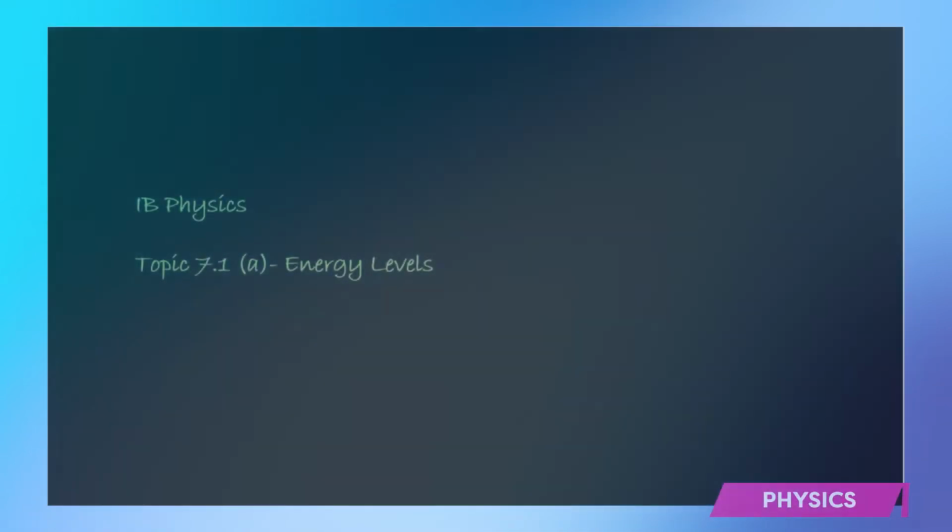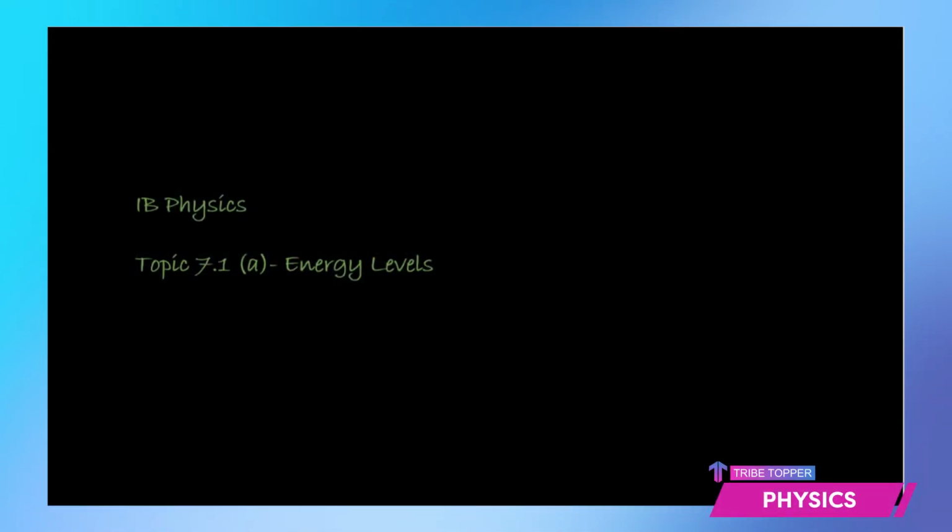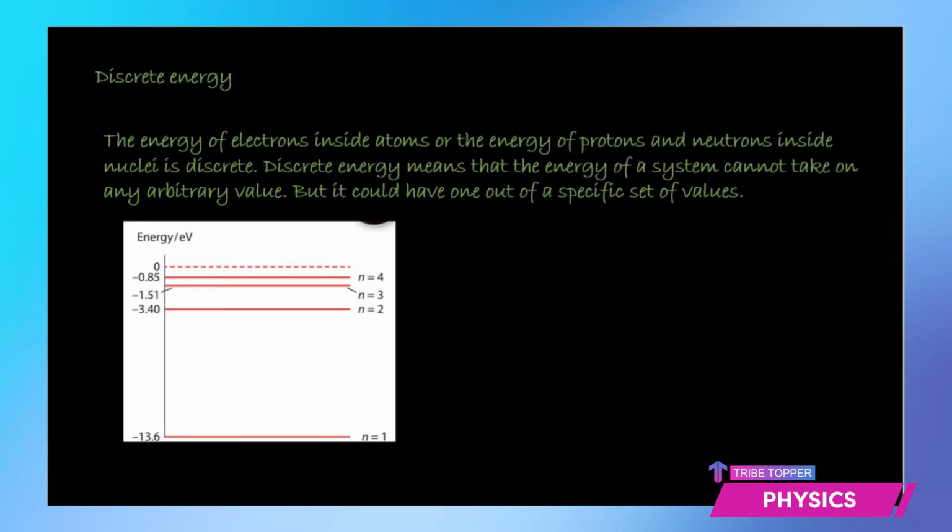In this video session, you are going to learn about the energy levels of electrons in an atom. When we talk about the energy of an atom, we mean the kinetic energy of the electrons and the electrical potential energy between the electrons and the nucleus, which is due to the attraction between them. So this energy of electrons inside an atom, or the energy of protons and neutrons inside the nuclei, is discrete.